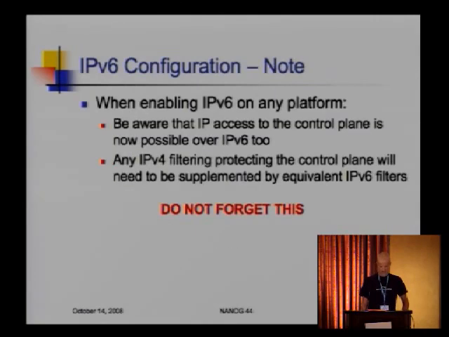Okay, one thing to note, for enabling v6 on any platform, be aware that IP access to the control plane is now possible over IPv6 too. I see quite a few folks quite happily switch on IPv6 unicast routing, come away from one of these tutorials. They have carefully crafted filters to protect the control plane. They're beautiful for IPv4. They're non-existent for IPv6.